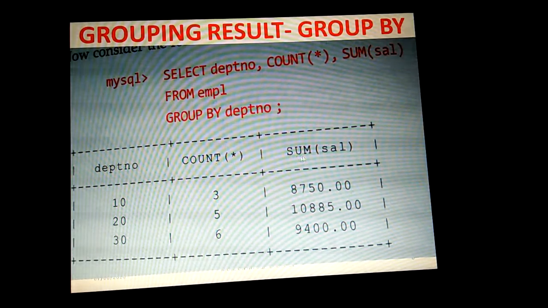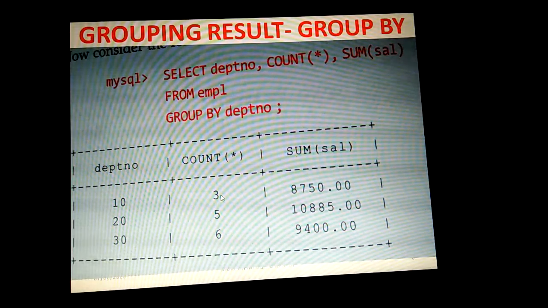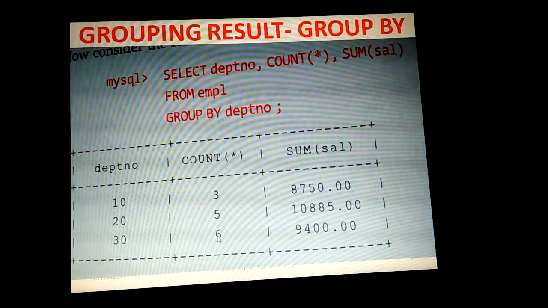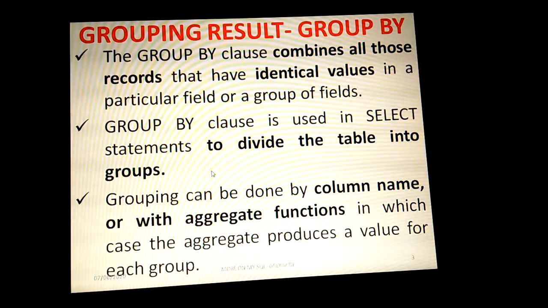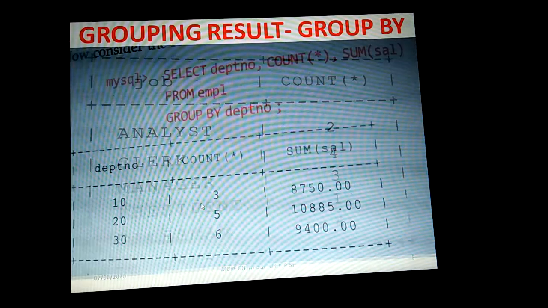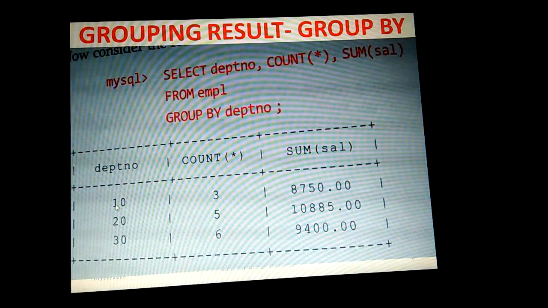So with the help of this count and sum we are able to get the answer. This answer is not available in the table. The table has values under the department number, like 10, 20 and 30, but these computed results are not available in the table. Already we discussed that aggregate functions will produce the result. See, an aggregate produces a value for each group. So department number 10 is one group, department number 20 is another group, and 30 is another group. For each group it is going to give one answer.